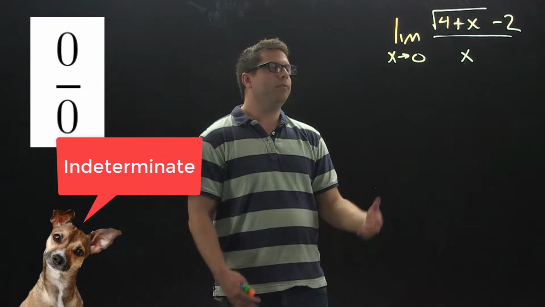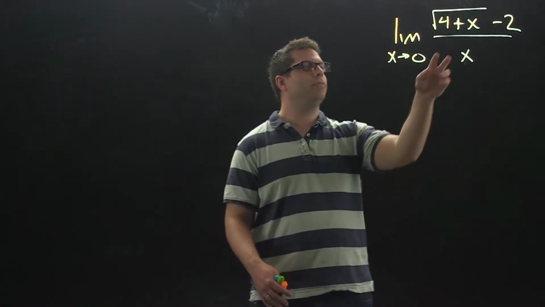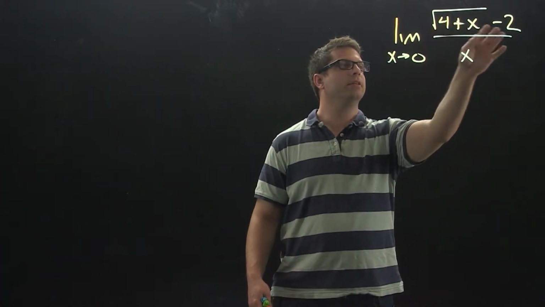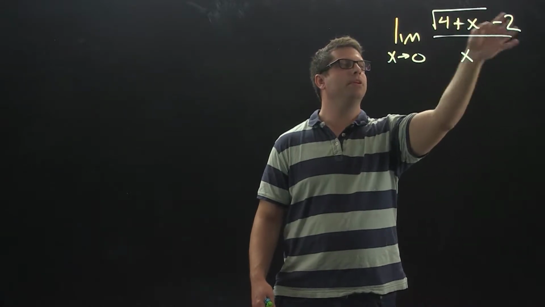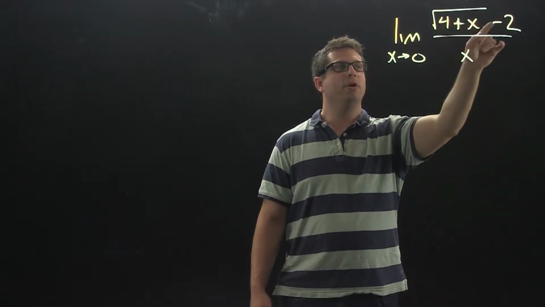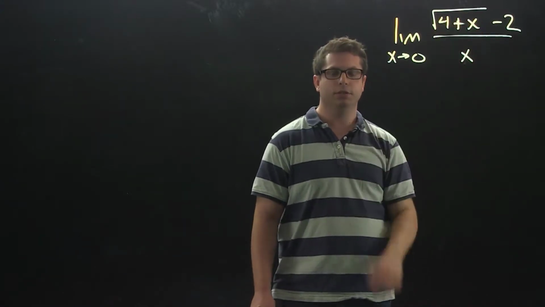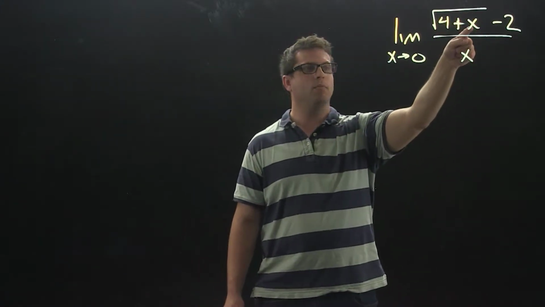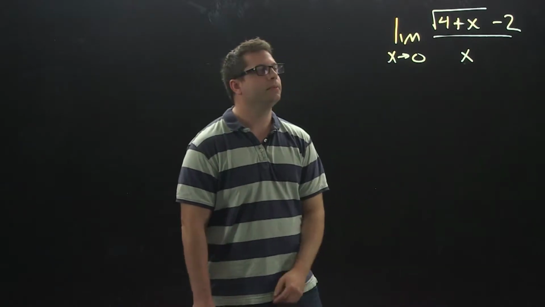All right, we can't factor, but what we notice is that with this radical and this minus 2, what I could do is multiply top and bottom by the conjugate of the top, and then by multiplying that out, I will get rid of the square root, because the x that I want is inside the square root.